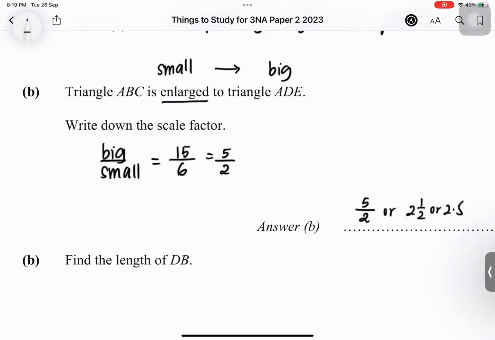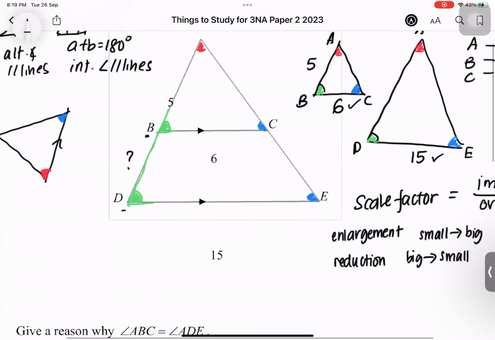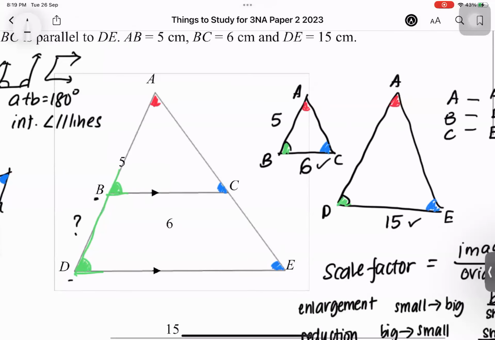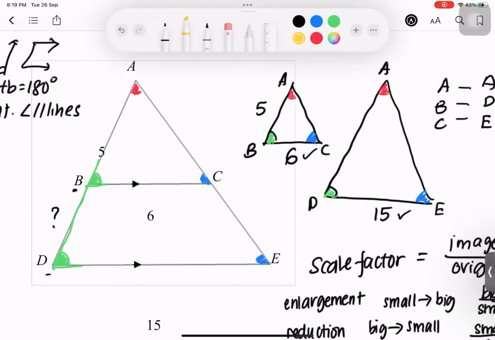Right? So now find the length of DB. They ask you to find DB, this length, right? But if you look at my similar triangles that I draw out, there is no DB over here, right? So how do we find DB? This DB is actually part of the whole of AD. So I need to find AD first, then I can find what is DB.